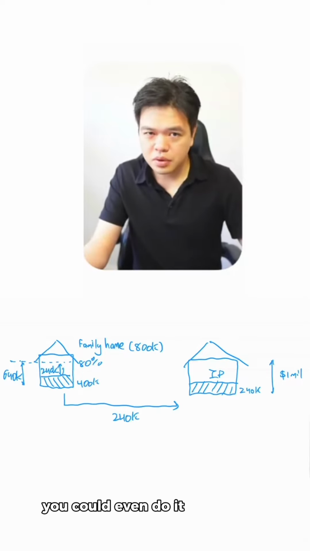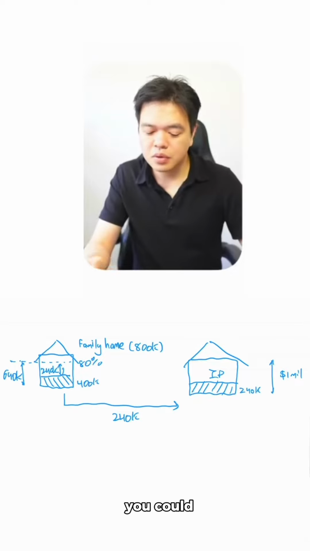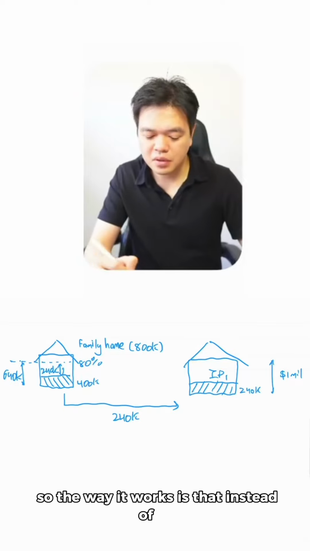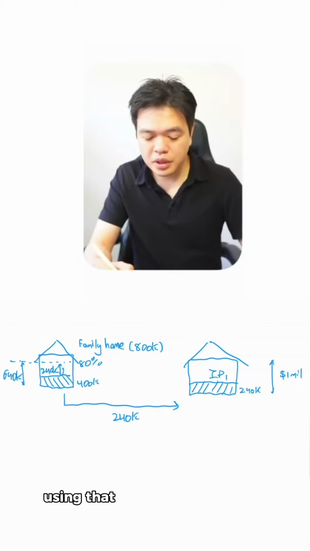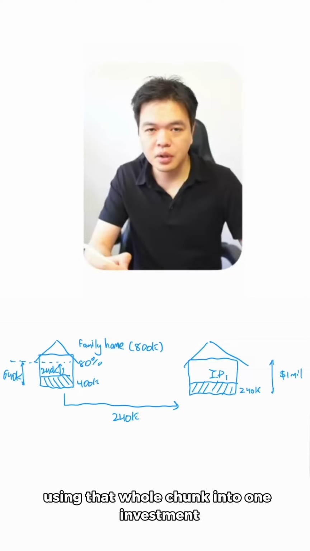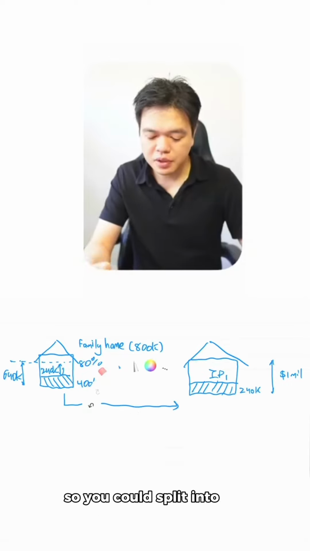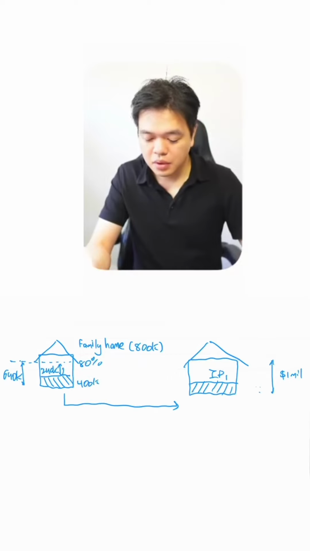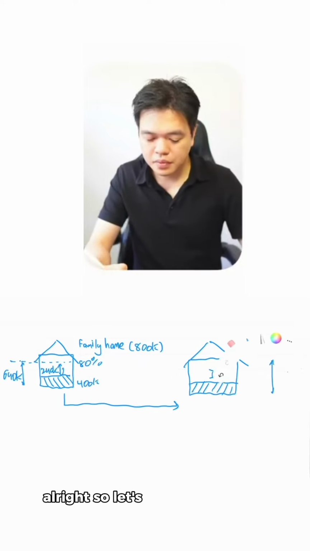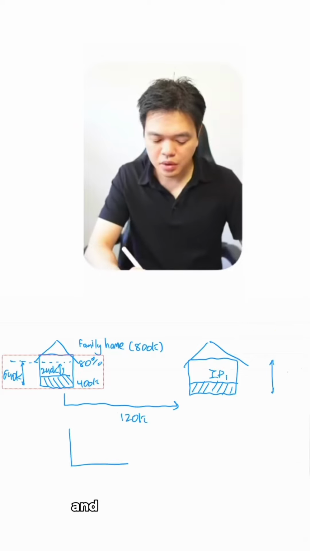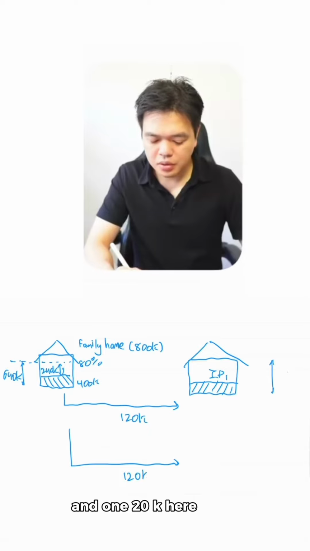You could even do it a better way. Instead of buying just one investment property, you could actually get two. So the way it works is that instead of using that whole chunk on one investment, you could split it into two different amounts. Right, so let's say you want to do $120K here and $120K here, right?